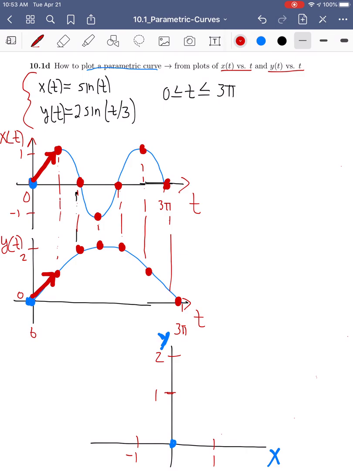Again, this is just a rough sketch. We're not trying to be completely exact here. We're just trying to get a sense of what the sketch of the parametric curve looks like. So at the next t value, it looks like we're near 1, 1. Approximately again, this is just a sketch. If we wanted to be completely exact, we could make a table.